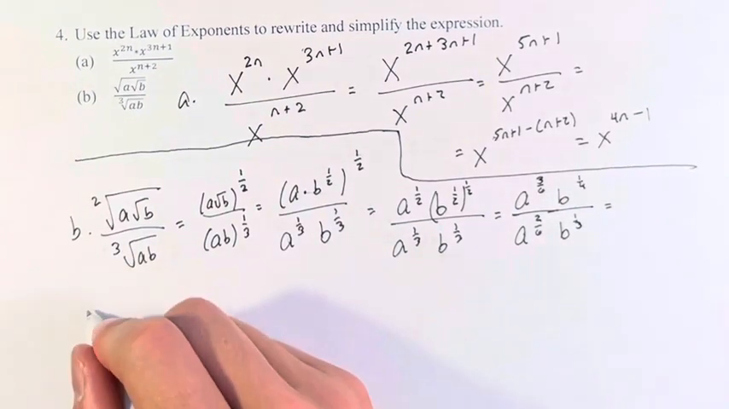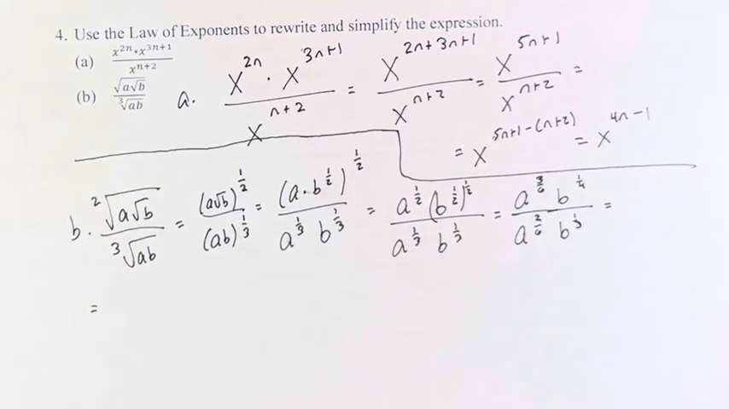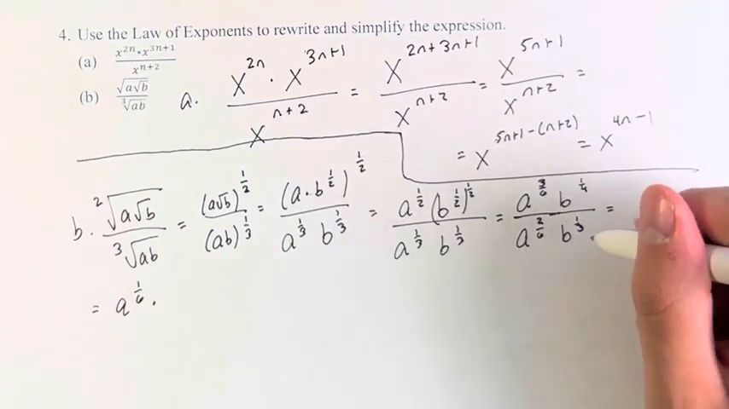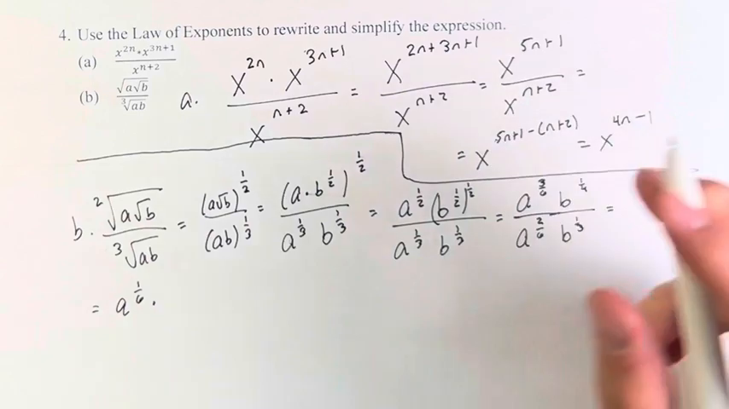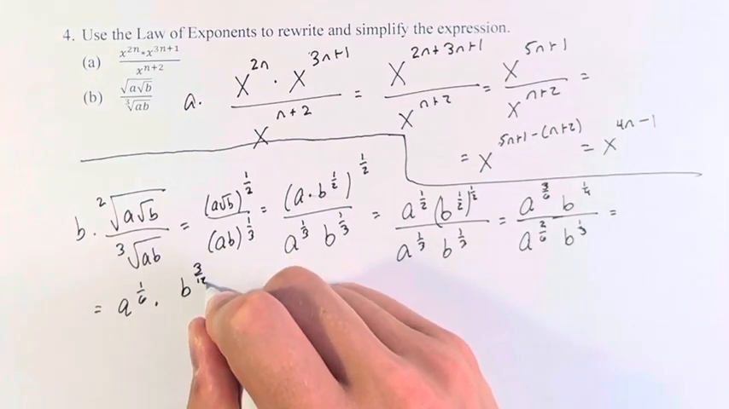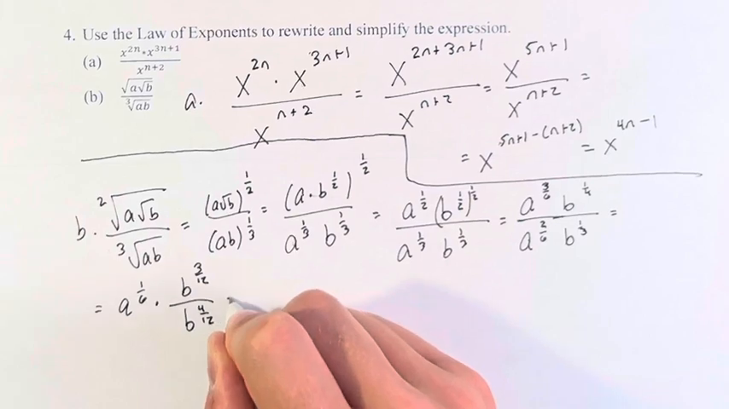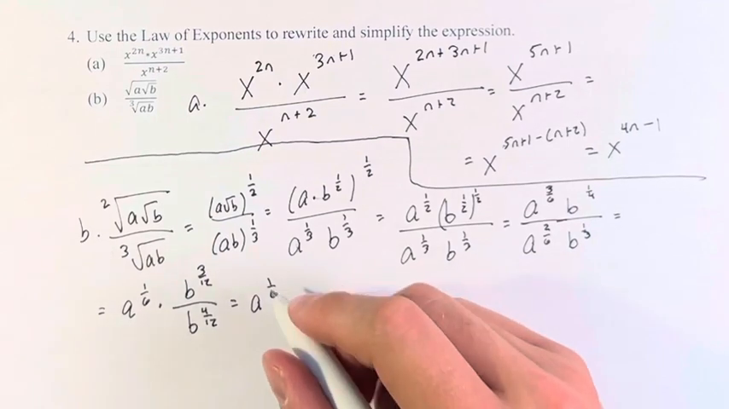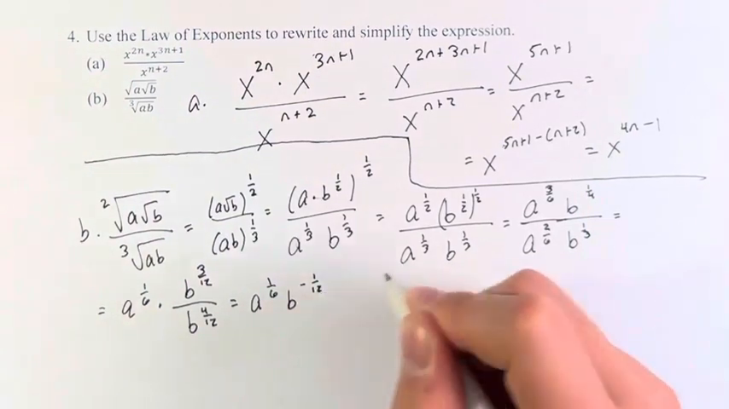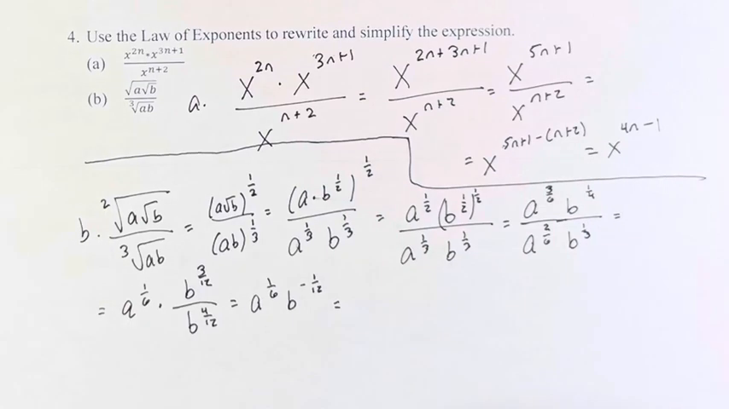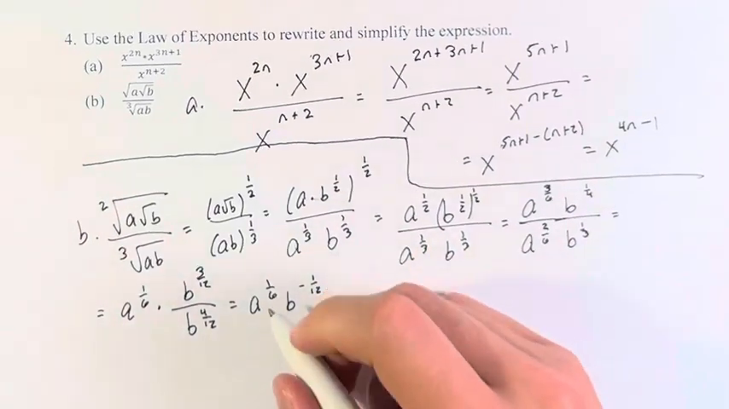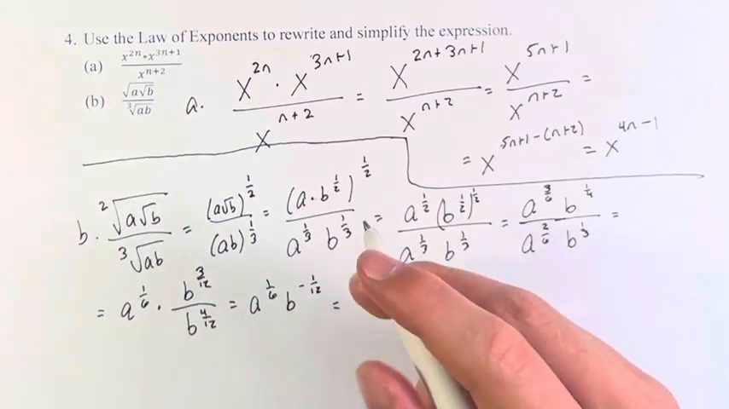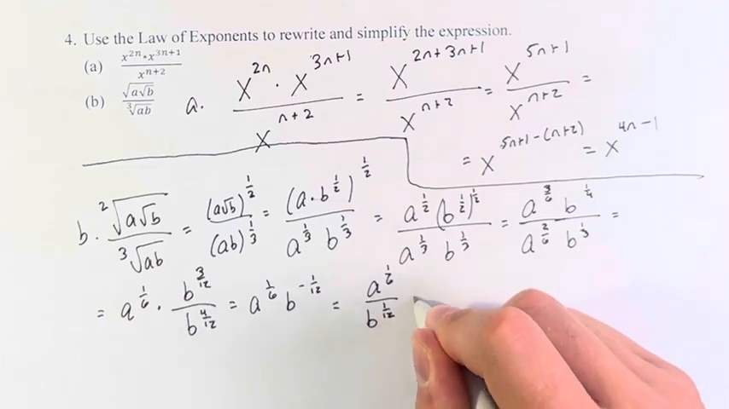So this is equal to a to the 3/6 minus 2/6 is 1/6 times b to the 1/4 over b to the 1/3. So we have to get a common denominator here, 4 times 3. So this is b to the 3/12 over b to the 4/12. And again, we're subtracting these. So this is, again, a to the 1/6 times 3/12 minus 4/12 is b to the negative 1/12. And we can leave it as this, or you can write it as a to the 1/6 times b to the negative 1/12 becomes a to the 1/6 divided by b to the positive 1/12.